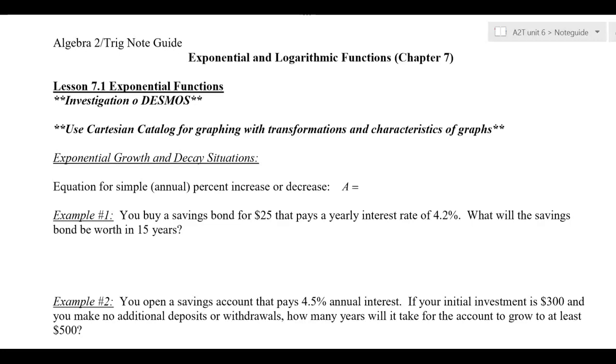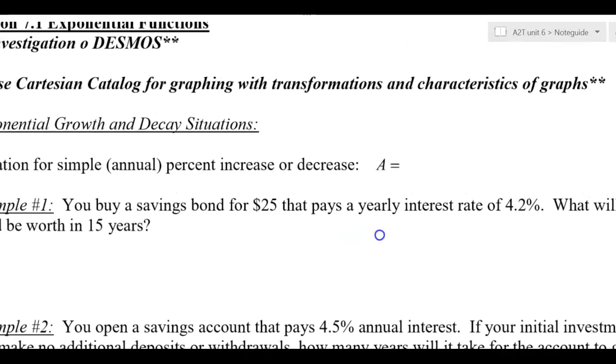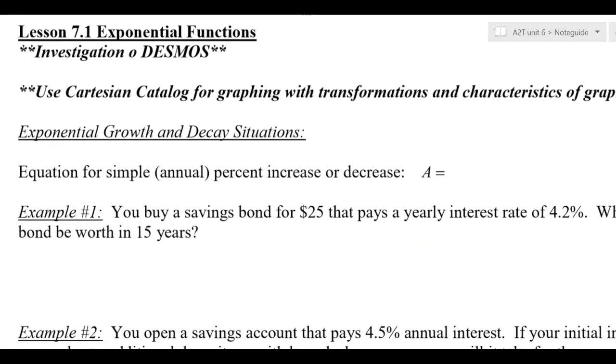Write down the formula that we just developed. So these are specifically for growth and decay situations, and these are specifically for simple increase and decrease with interest. So here's our formula.